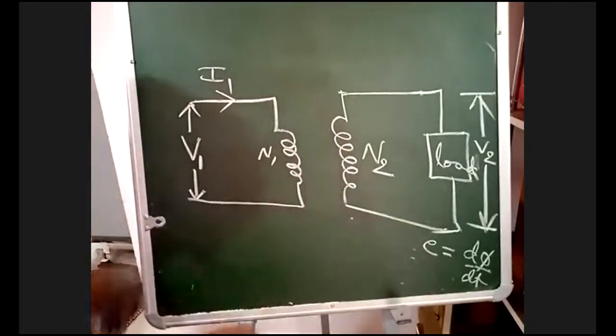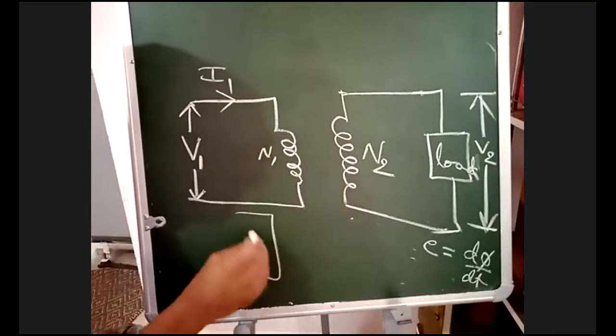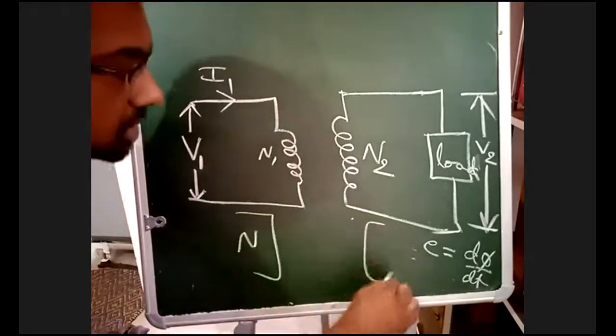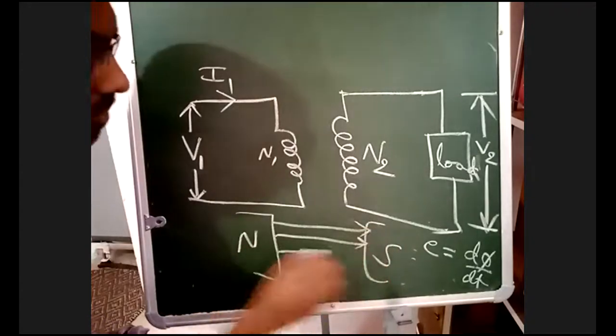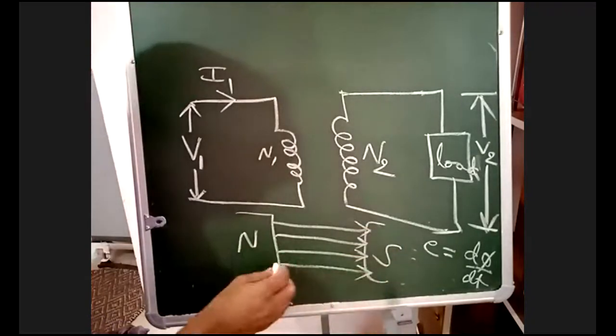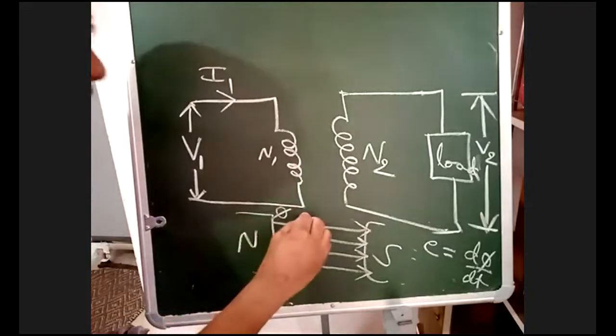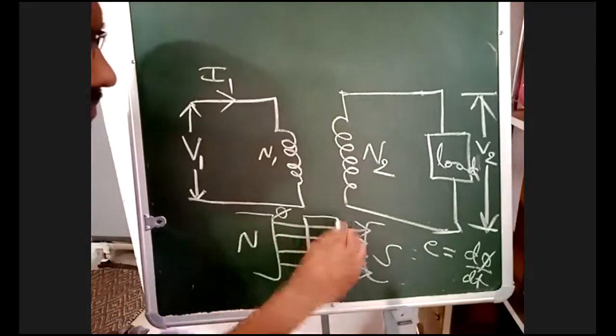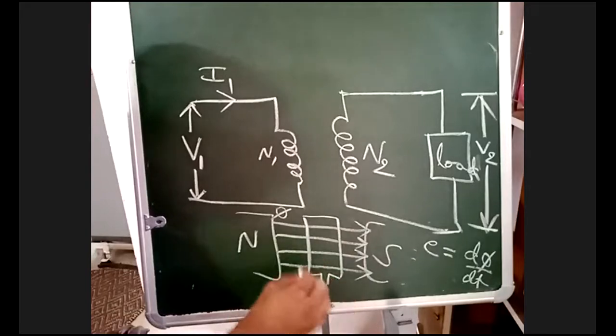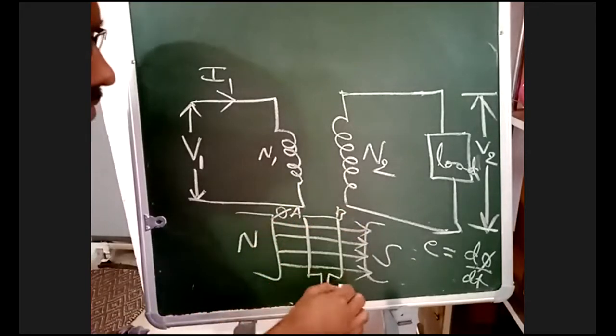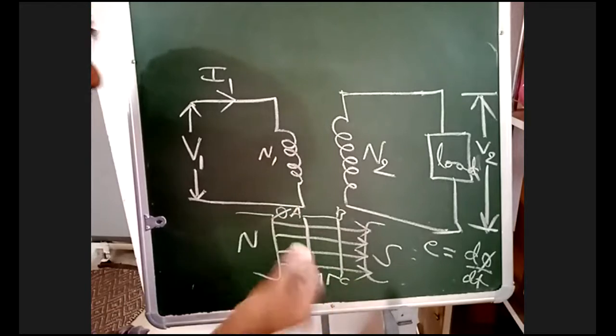See here, this is the North Pole. This will be the South Pole. Here, magnetic flux is there. Phi is the flux. Now I am taking one conductor here. This is the conductor A, B, C, D.